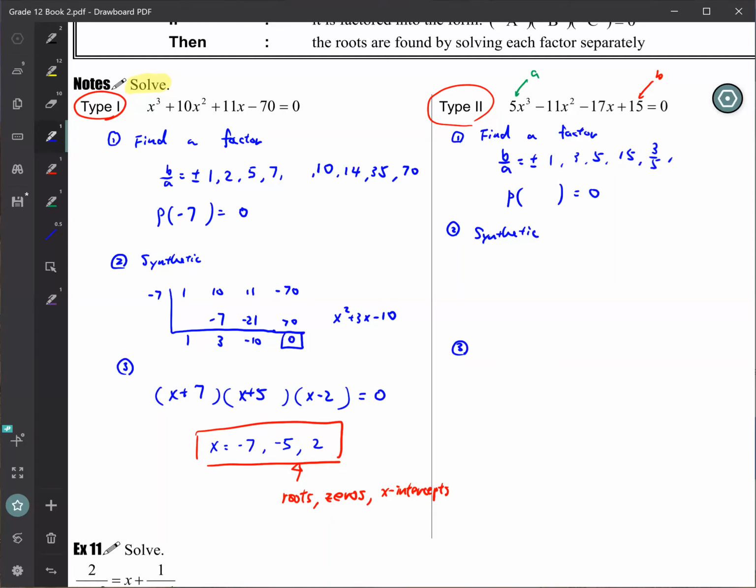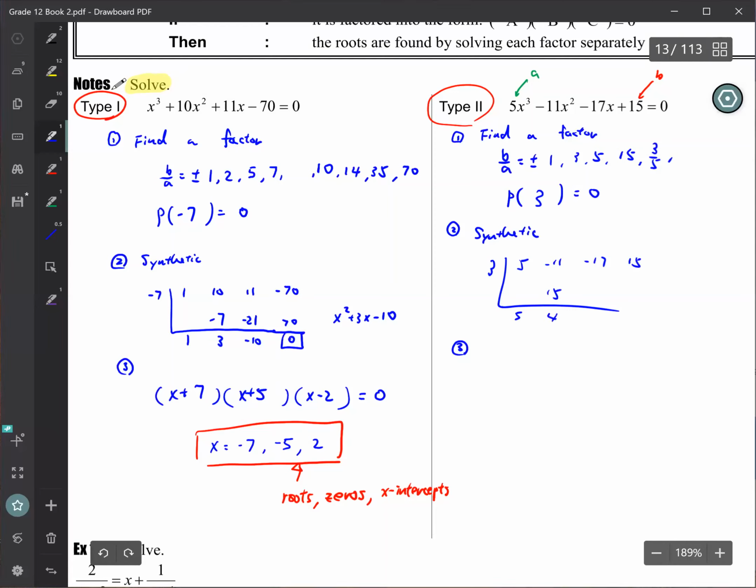All right. So erase. Which one works? 3. Okay. So let's use 3 then. So 3 outside. So 5, -11, -17, and 15. Drop down 5. So 15 and 4. 12, -5, -15, 0. Yeah, it works. So our quotient is 5x squared plus 4x minus 5, right?